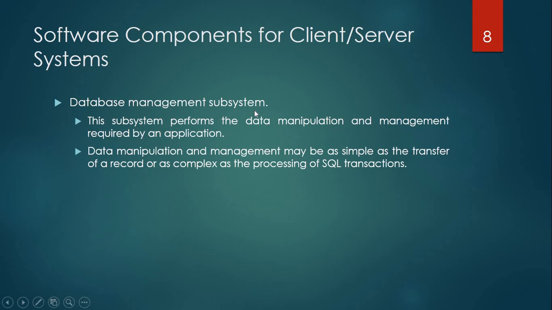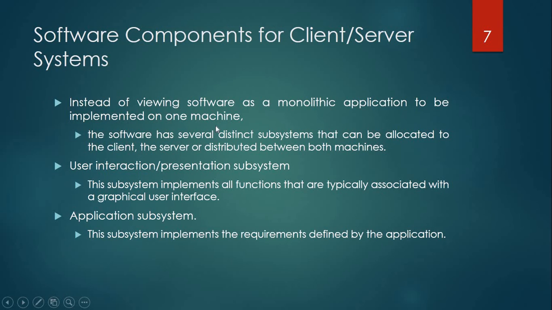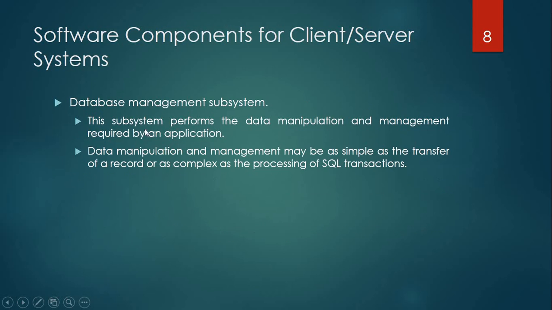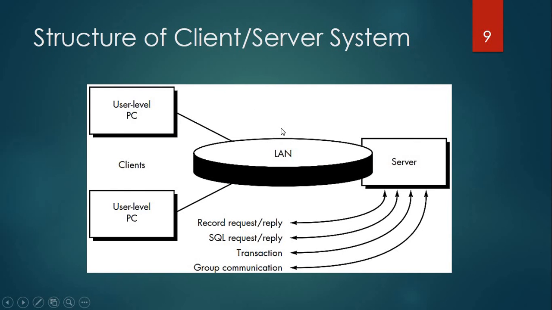Next one is the database management subsystem. This subsystem performs the data manipulation and management required by an application. Data manipulation and management may be as simple as the transfer of a record or as complex as the processing of SQL transactions. So these are the components for a client server software system. First one is viewing software as a monolithic application implemented on one machine. Second one is user interaction presentation subsystem. Third one is application subsystem, and fourth one is database management subsystem.